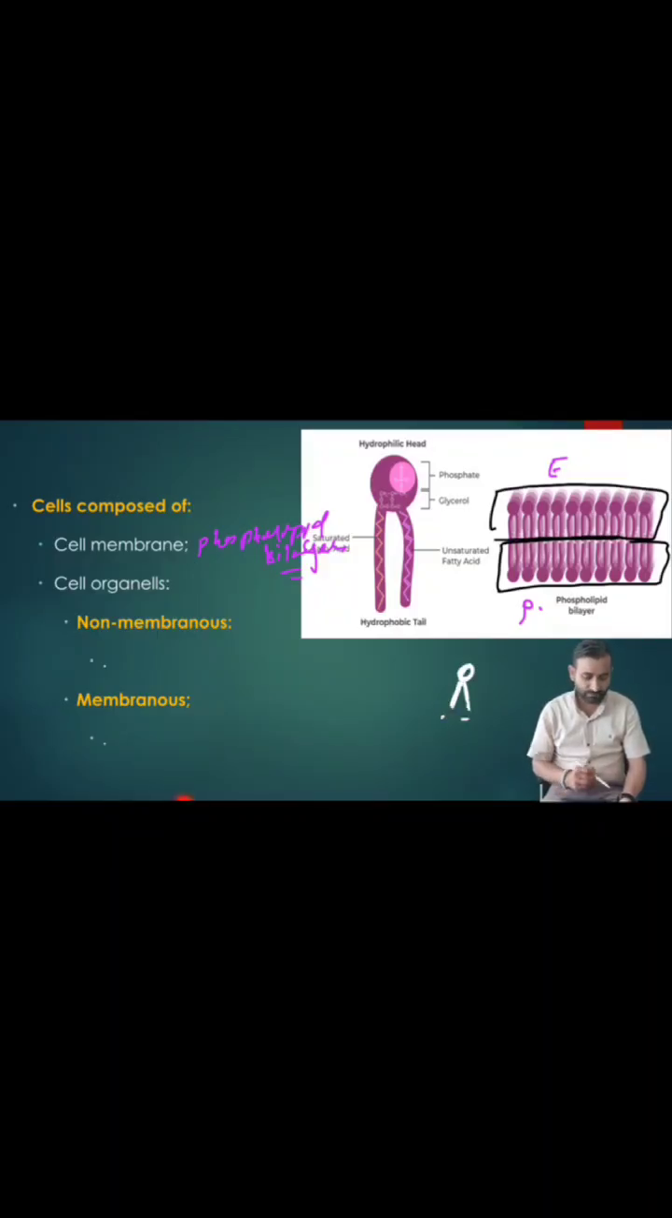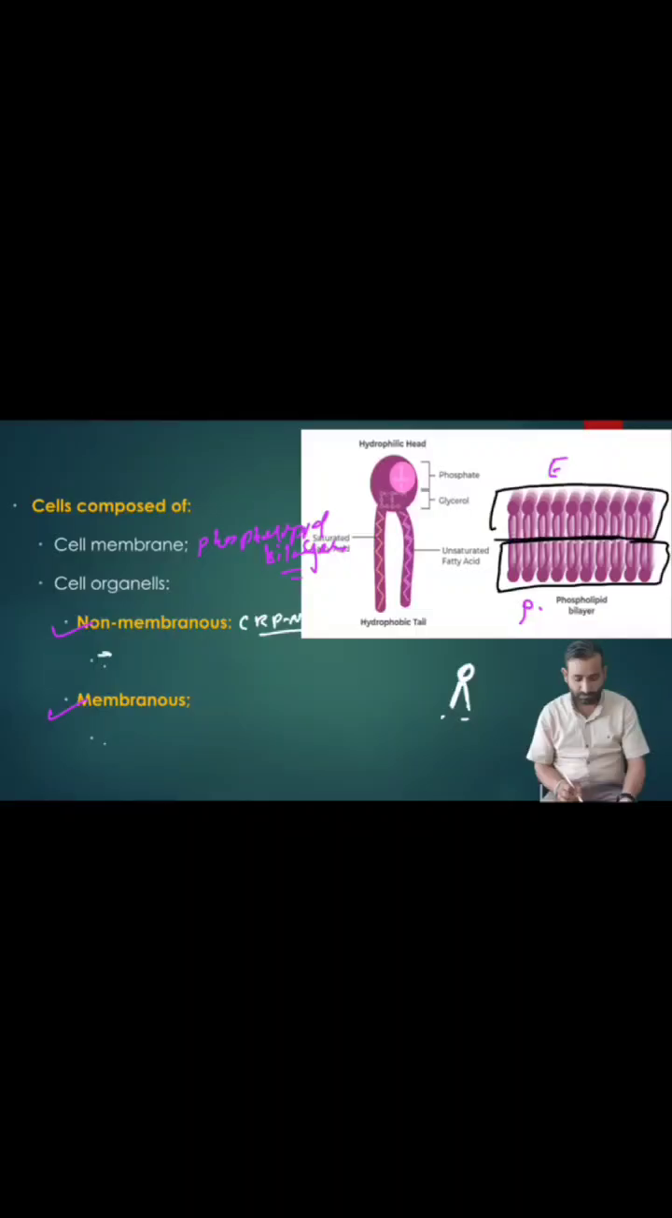Saturated and unsaturated fatty acids. So this is the cell membrane, and it also consists of what? Cell organelles. Cell organelles, we divide them into two groups, non-membranous and membranous. Non-membranous you can remember as CRPN, right? So these non-membranous cell organelles are what?